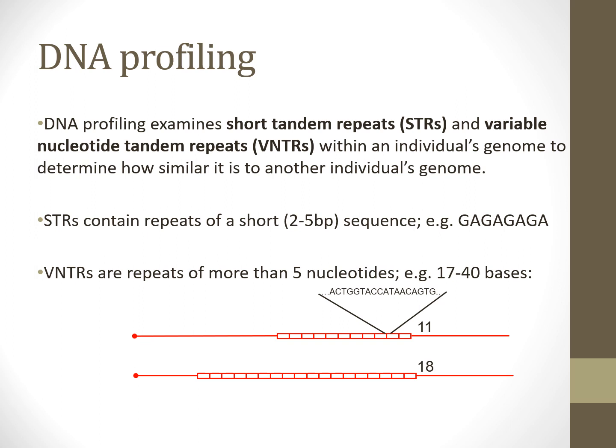Both of these are found in our introns on our DNA. So you guys might remember that introns are our non-coding DNA that is spliced out during our protein synthesis. And this is basically what we see here. We can use this DNA now to show up differences in individuals.